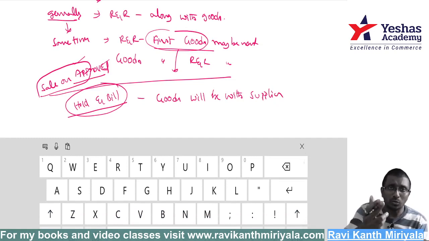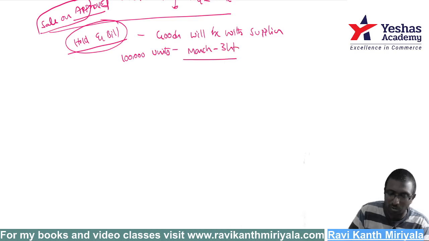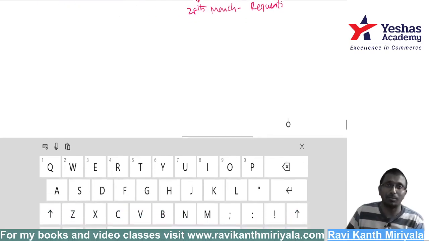Actually, you ordered goods from me. You said, sir, please send me 1 lakh units in the month of March. March 31st you told me to send. Perfect. But on 28th March itself you called me and requested, sir, there is some problem at our place, so I will not be able to accept your goods. In the month of April I will call you, and at that time please send me.